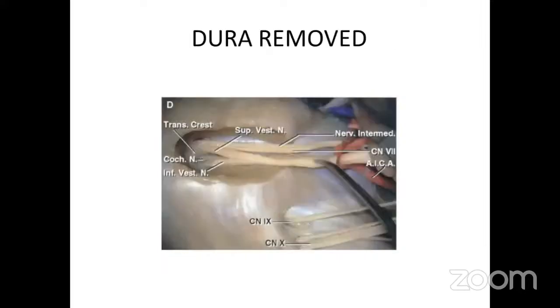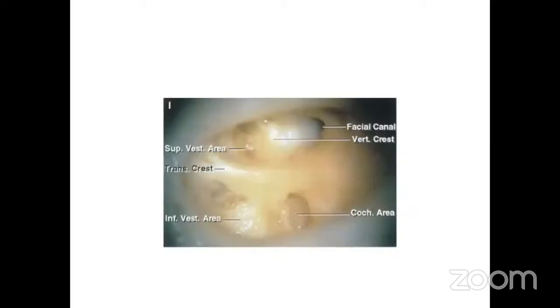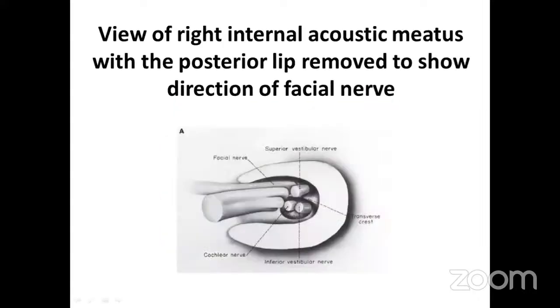Basically, how do you differentiate, because the 7th and 8th are together. One way to identify the facial nerve, if you cannot see the tumor, is to drill the supramedullary tubercles.